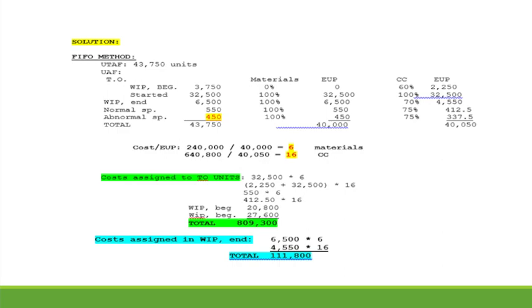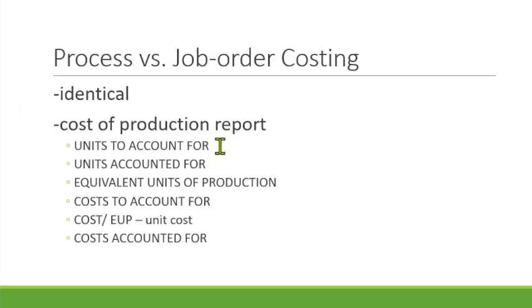Next. Okay, we look at, okay na tayo dito sa units accounted for, equivalent units of production, so cost to account for, and cost per EUP. So, let's take a look at the cost per EUP. Okay, the cost per EUP formula is basically the cost divided by your equivalent units of production. So how do we compute for the cost? Anong cost ang kinukuha ba natin? So tingnan natin, titigan natin yung items.